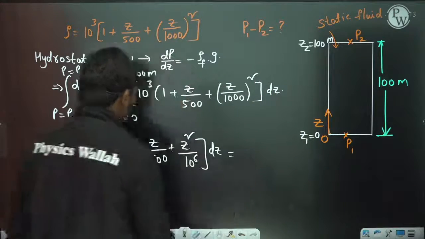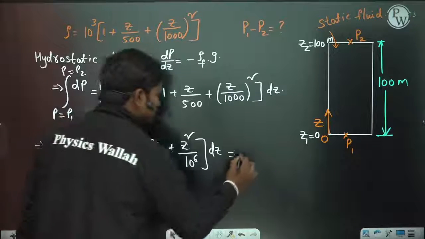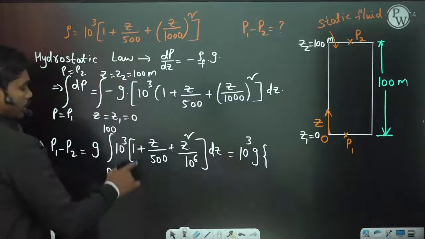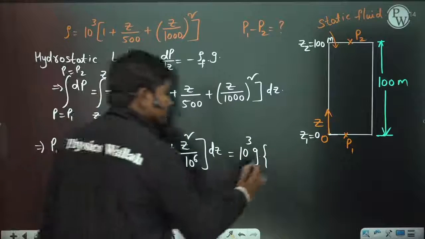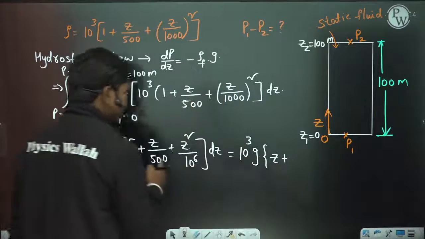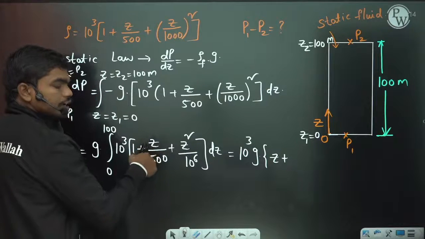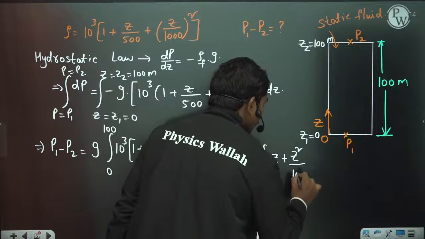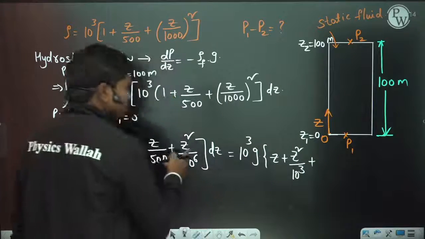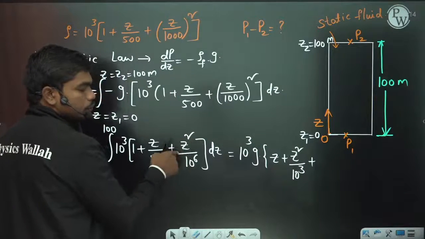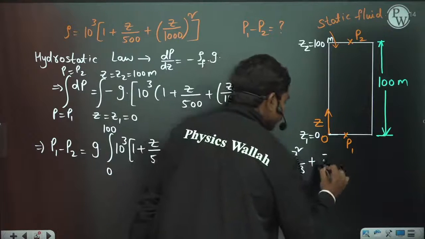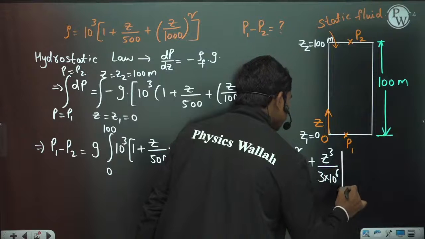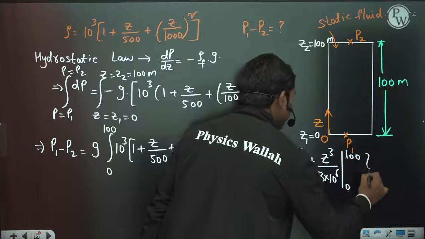So this is equal to, let us see the integration, 10 cube times z plus the integration of z by 500, which is z square by 2 into 500, which means z square by 1000, plus the integration of z square by 10 power 6, which is z cube by 3 into 10 power 6, correct? Within the limits 0 to 100. This is how we have the integration value.